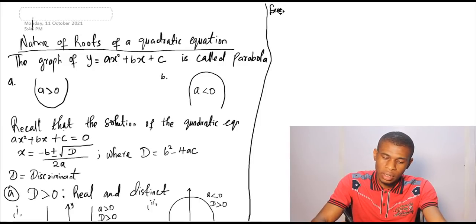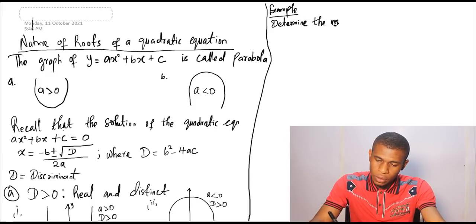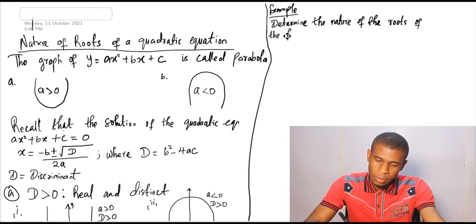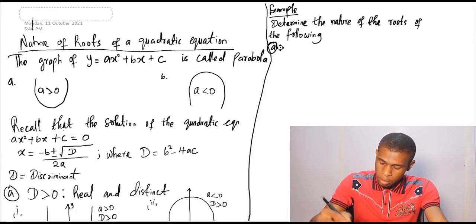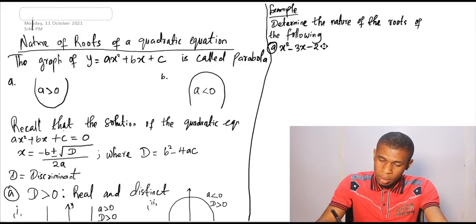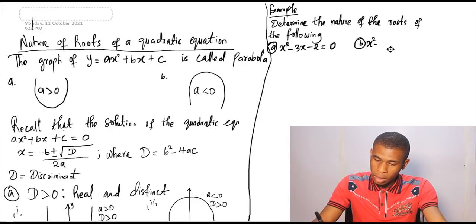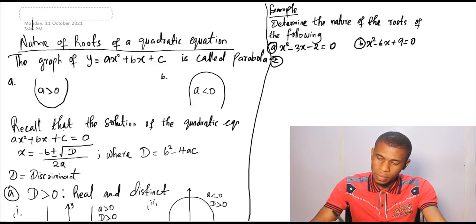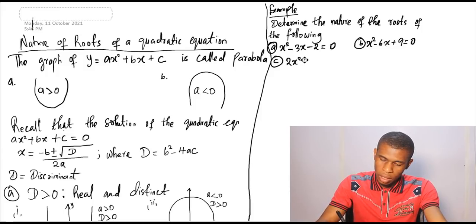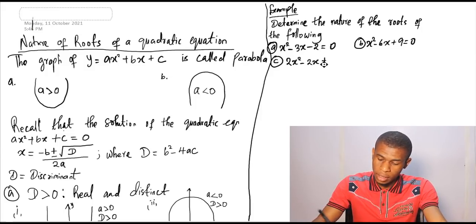The example says, determine the nature of the following. I have the first case, a, x squared minus 3x minus 2 equal to 0. I have b, x squared minus 6x plus 9 equal to 0. I have c, 2x squared minus 2x plus 5 equal to 0.